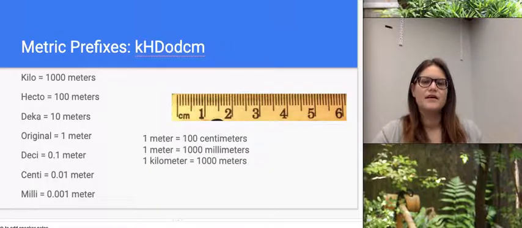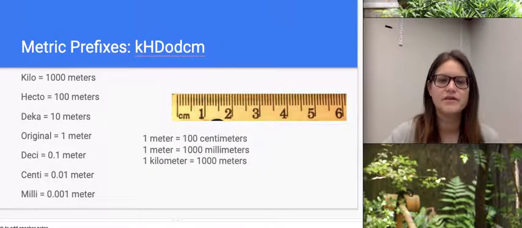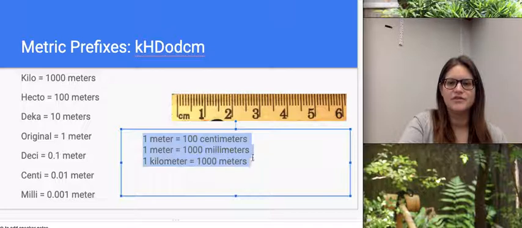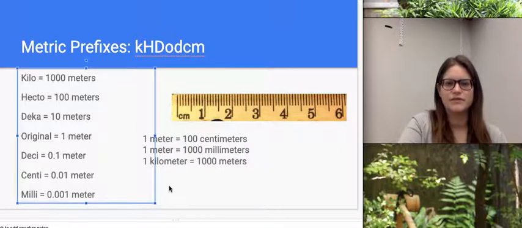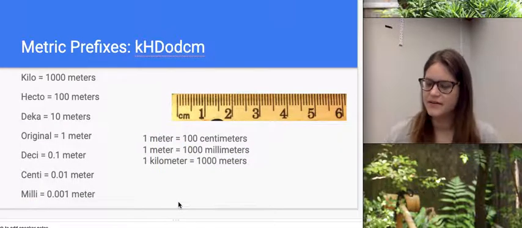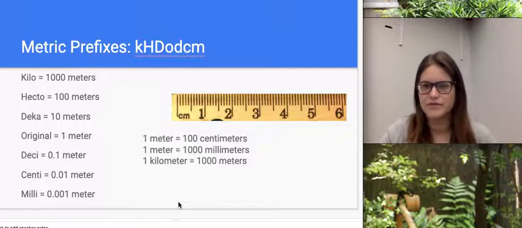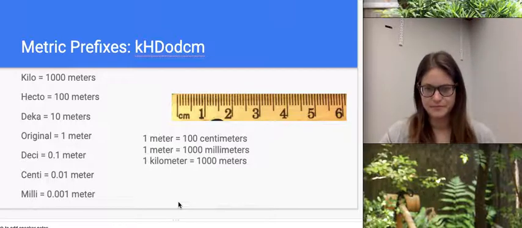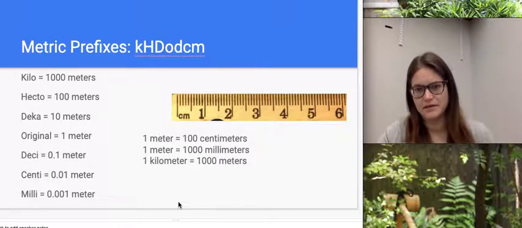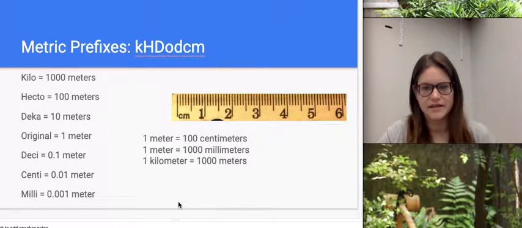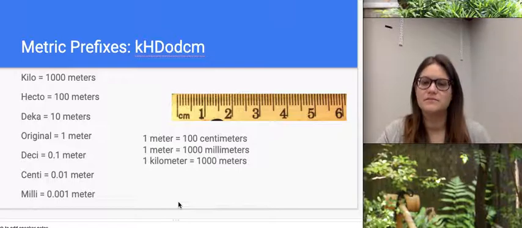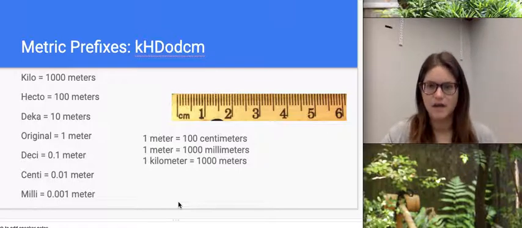Okay. Now, some important conversions that you need to know. We've already covered all of these prefixes in class, but the important conversions that you actually need to know, these are the ones that really matter for length. That is that 1 meter is 100 centimeters. It is also 1,000 millimeters, because there are 10 millimeters for every centimeter, so 10 times as many. And then there are 1,000 meters for every 1 kilometer.